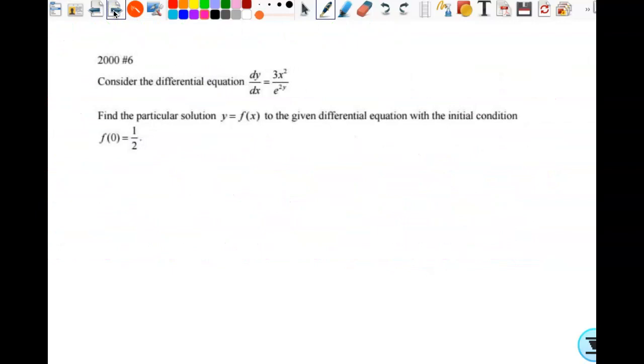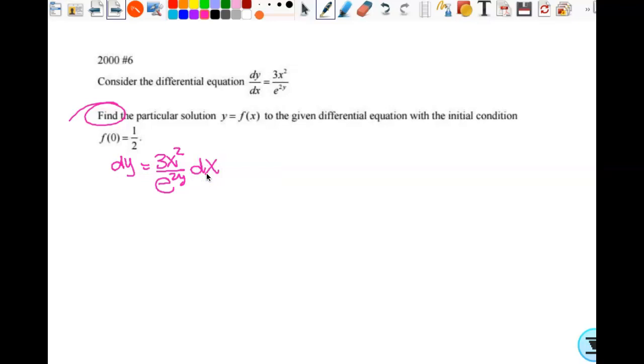Let's look at this next one. Little pink, it says find. Exactly. Good catch there. So it says find. So since it says find, the first thing we're going to do here is separate, right? So dy equals 3x squared over e to the 2y times dx.